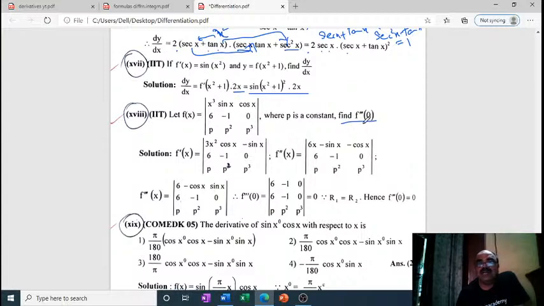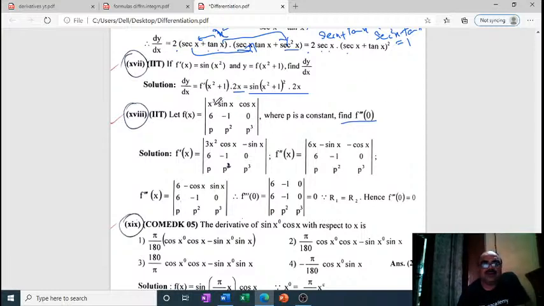Now, this has to be differentiated 3 times. 1, 2, 3. F triple dash 0 you need to calculate. That means do the differentiation 3 times and then substitute the value of 0 in it. That means the determinant becomes 0 at the third differentiation is the concept. And its answer needs to be 0 then.